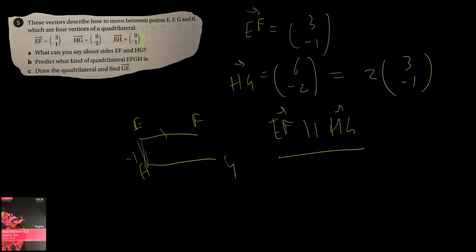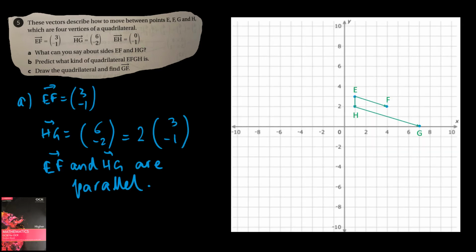So EF is parallel to HG. So most likely this is a trapezium, because F, G and E, H are not parallel. It's likely to be a shape like this, GF. So it's likely to be a trapezium. That's what I worked out here.